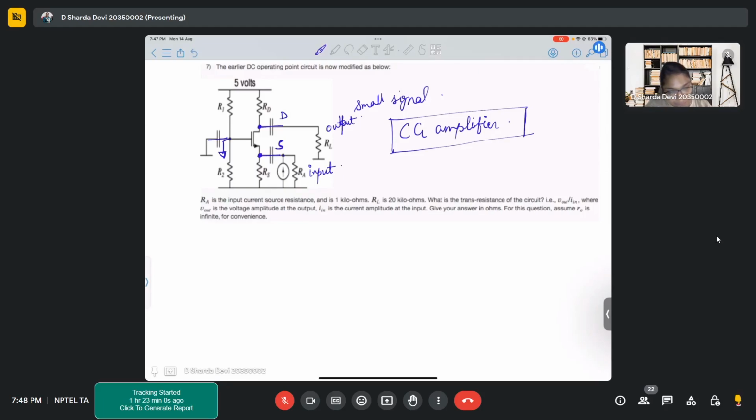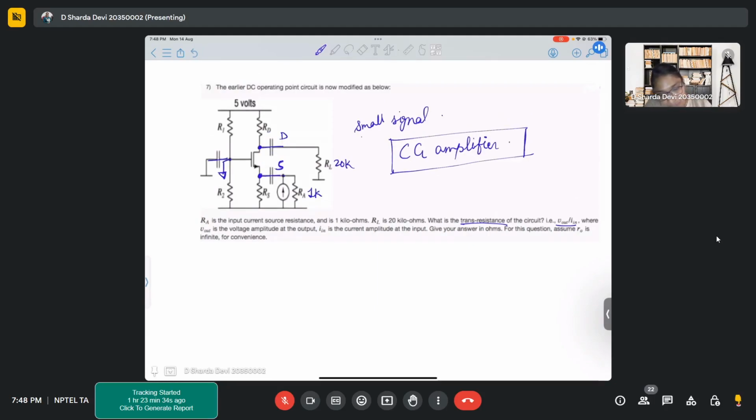Here we have RA as the input source resistance of 1 kilo ohm. This is 1K. RL is 20K. What is the transresistance? Transresistance is V out by IN, where V out is the voltage amplitude and IN is the current, in ohms.